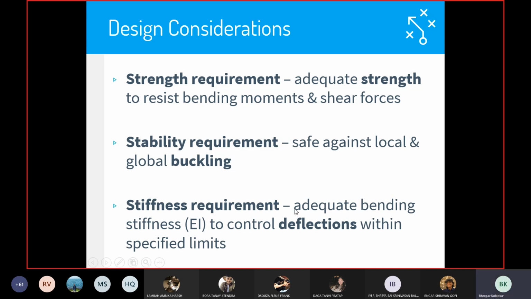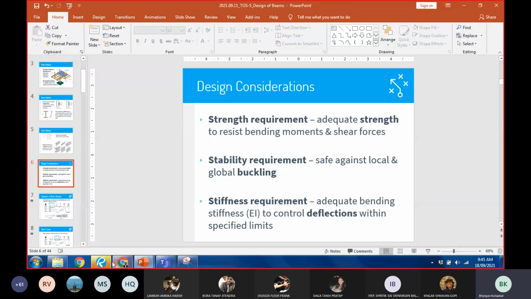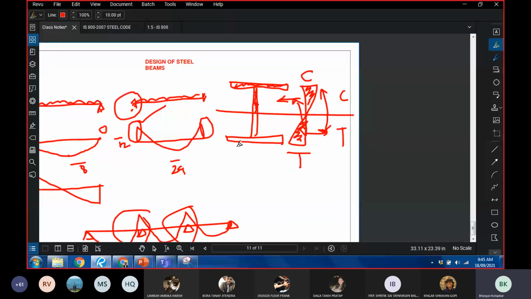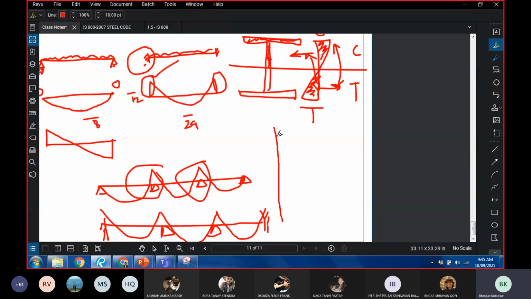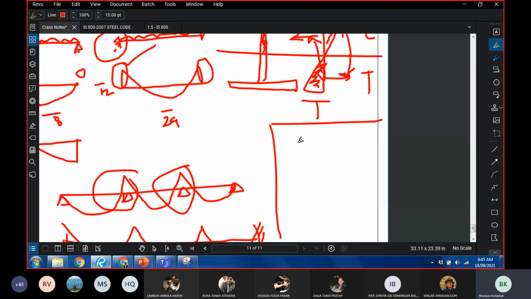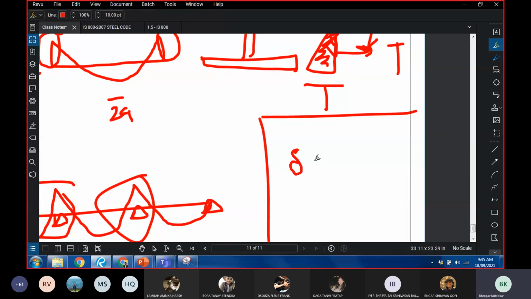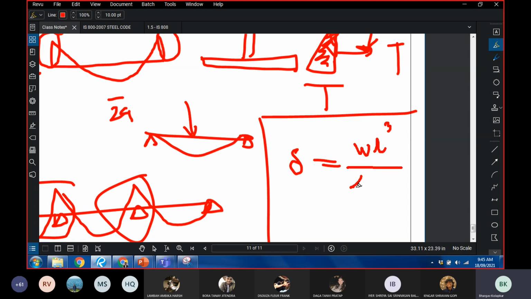So it has to have adequate bending stiffness to control deflection. Now, what do I mean by bending stiffness? Again, you should already know this, but just in case someone has missed it, this is an opportunity to revise it. If there's a beam subject to a point load at the center, it is going to deflect, and the maximum deflection is, say, WL cubed upon 48 EI.